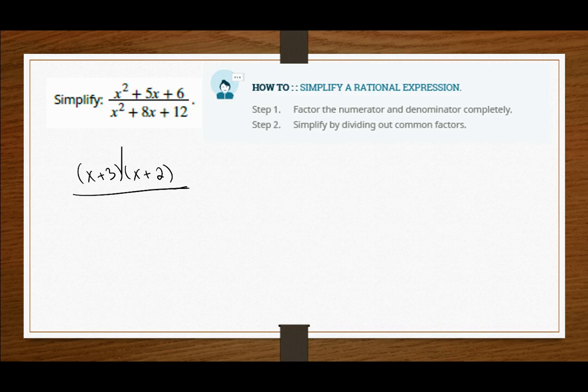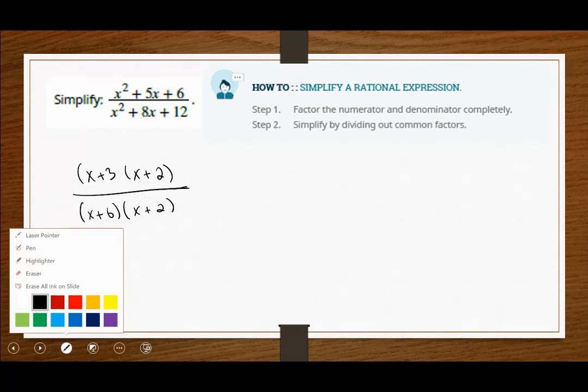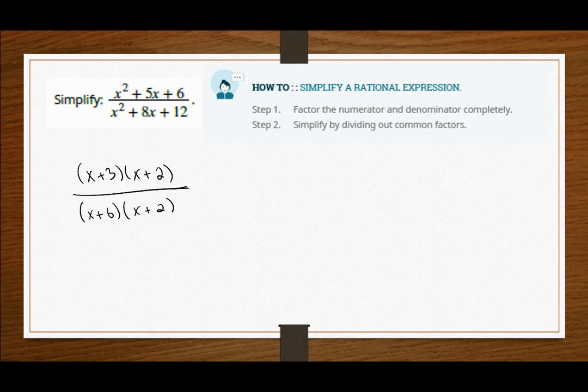My denominator would have a similar scenario where I would look at, what are the factors of 12 that add up to 8? In that case, I would find that x plus 6 and x plus 2 satisfy those criteria. So all we've done is rewrite the expression in its factored form so that we can then identify what they have in common between the numerator and the denominator. The binomial x plus 2 crosses out, leaving me with the reduced version and the answer, which is x plus 3 over x plus 6.